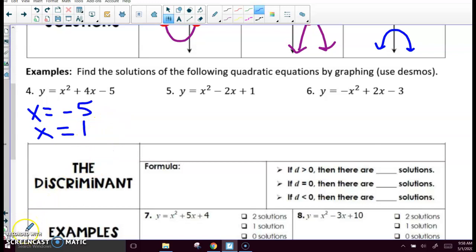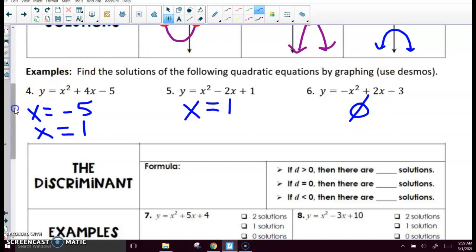Select pause and work through questions 5 and 6. On your graph for number 5, you saw that it was a parabola that opened up and it just touched the x-axis at x equals 1. Number 6, it was a parabola that opened down and it did not cross the x-axis. Therefore, it has no solution. As you recall, the 0 with a slash through it is our symbol for no solution. So there are no values that I can put in for x that would ever make that equal to 0.